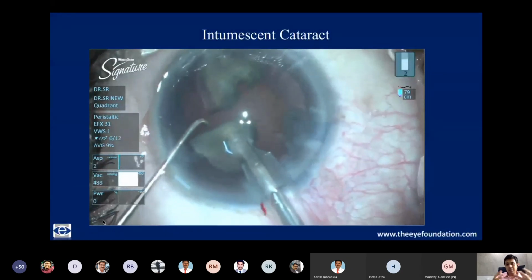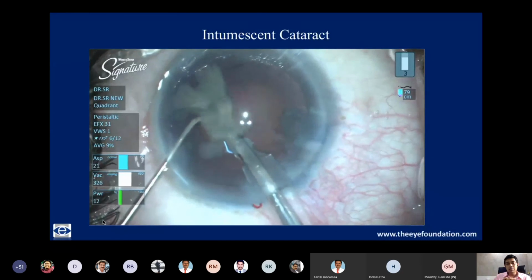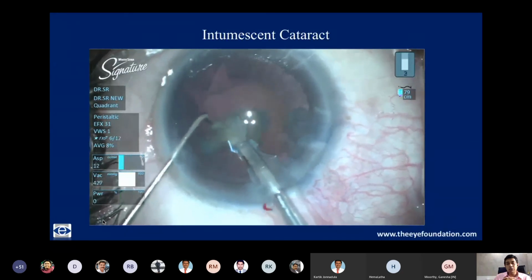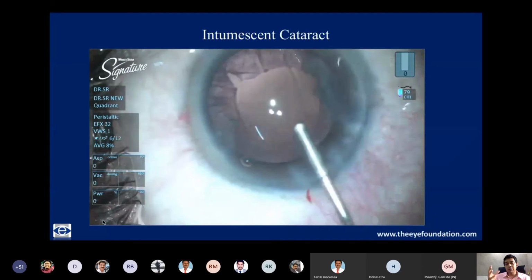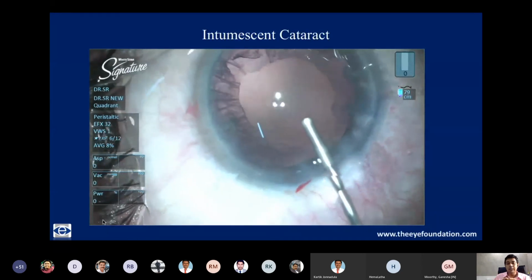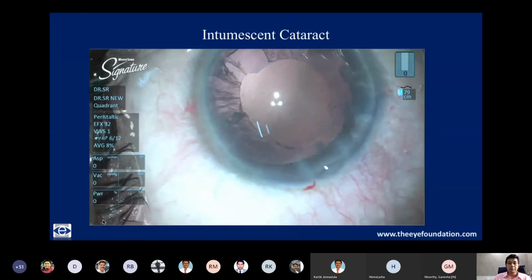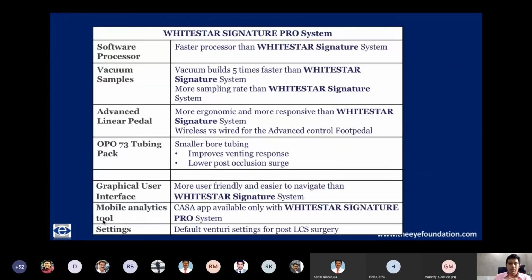But again, the good chamber stability allows you to keep the probe bang in the center, not moving the probe at all, and the pieces just come to you automatically. Even my second instrument is hardly moved during the entire case, and it's just the pieces came to the probe because of the good followability that the machine gives you.